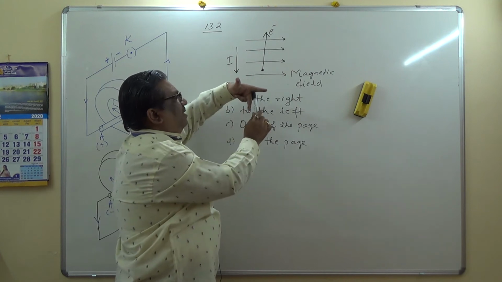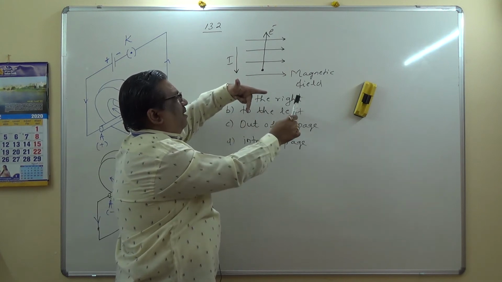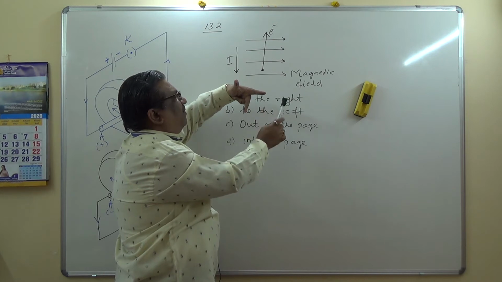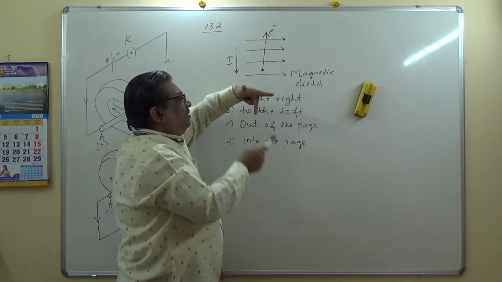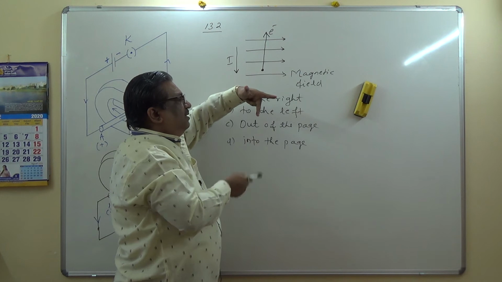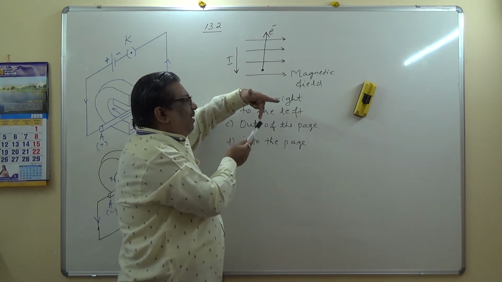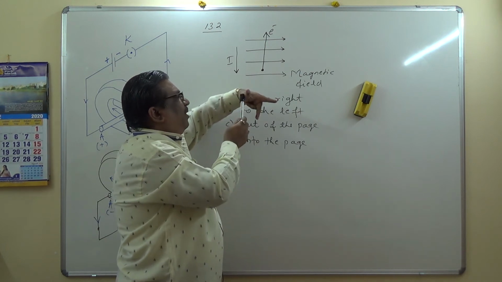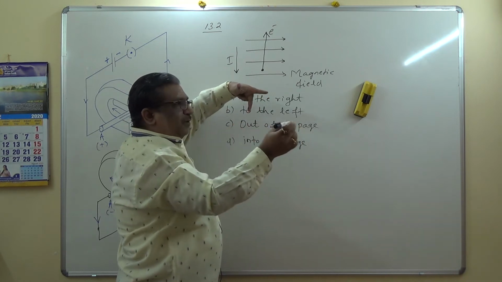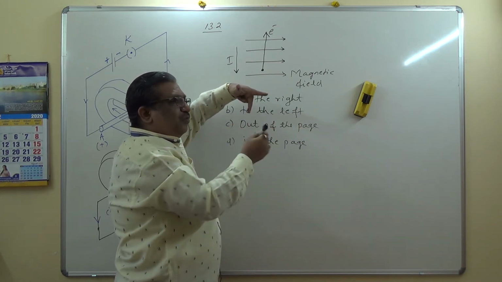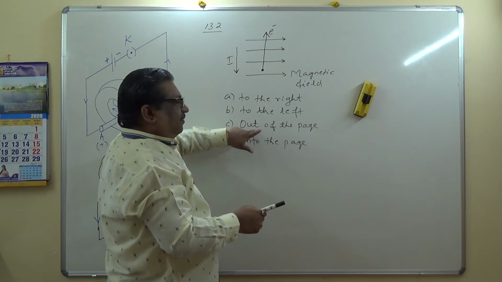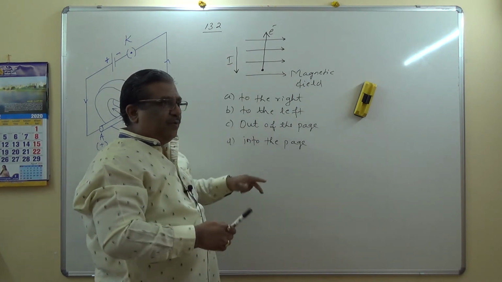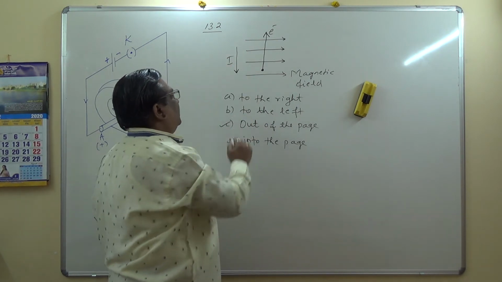So I have aligned forefinger or index finger for magnetic field, current, that is for middle finger, and therefore the thumb is pointing out of the board, that is towards you. It can be out of the page if I hold my textbook over here. In this case, option C is the correct answer.